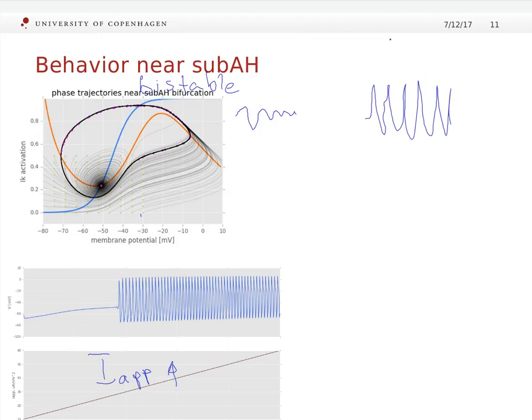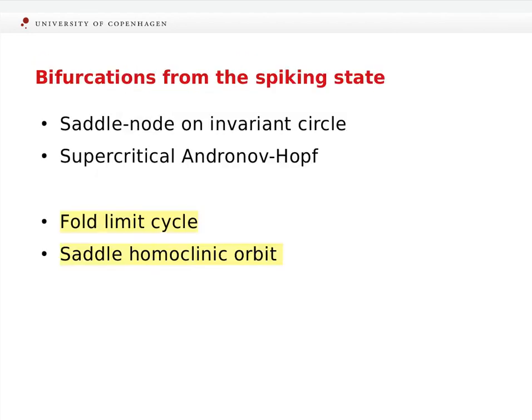Now, what we have done here so far is we analyzed the four scenarios of how a neuron can go from resting state to spiking state. So how a neuron can lose its stability. Now let's look at what happens as we go from a spiking state, or where do those limit cycles or stable spiking attractors come from? Again, there are four variants.